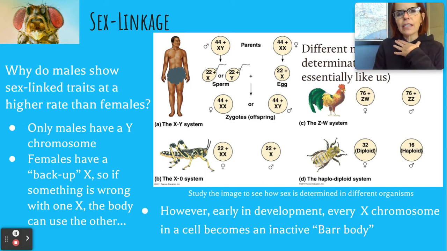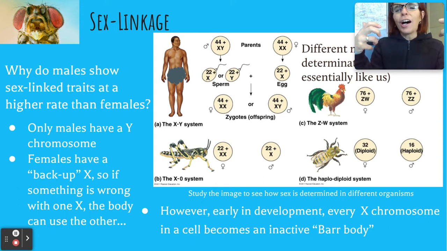All right, and then just as an FYI, be aware, I say that the females have this backup X copy, but here's a weird thing. Early in development, every X chromosome in a cell becomes inactive. I wrote that wrong. It says every X chromosome in a cell becomes inactive. There's only one that is not inactive.